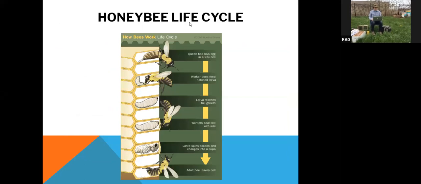Here is a visual of the general honeybee life cycle. The queen lays an egg in the bottom of the cell, and then the larvae develops, and the worker bees continue to feed that larvae, and it develops bigger and bigger, and it's capped after a certain amount of days. It's capped, and then emerges a few days later.